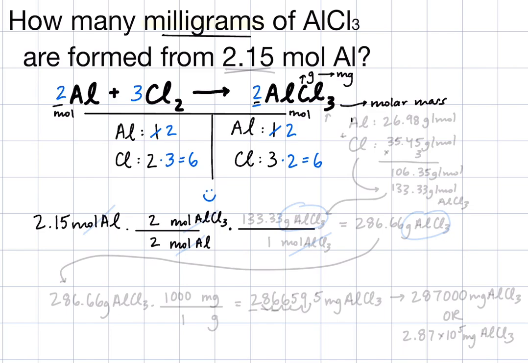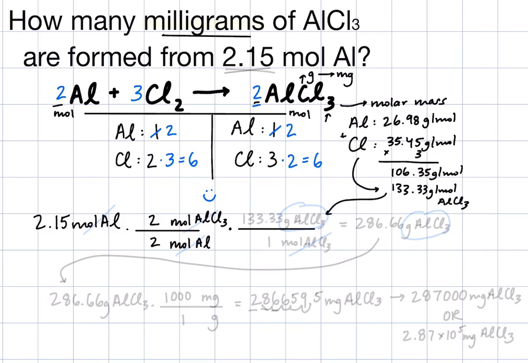So we go to the periodic table, and in order to find the molar mass of AlCl3, we need to combine the molar mass of aluminum, which is 26.98 grams per mole, and the molar mass of chlorine, which is 35.45 grams per mole. And since we have 3 chlorine atoms, we need to multiply the molar mass by 3 to get 106.35 grams per mole. If we add those together, we can get our molar mass of 133.33 grams per mole for AlCl3.